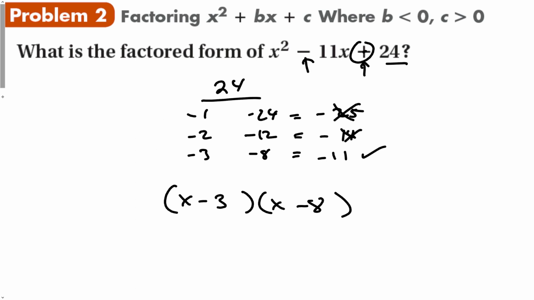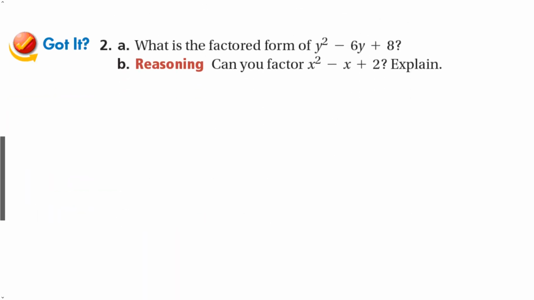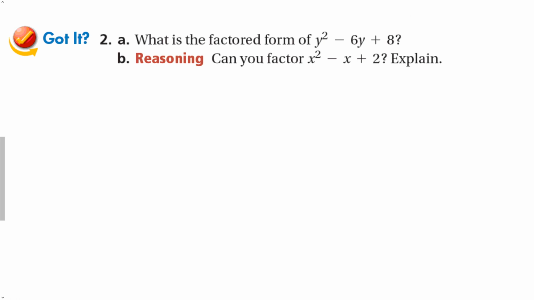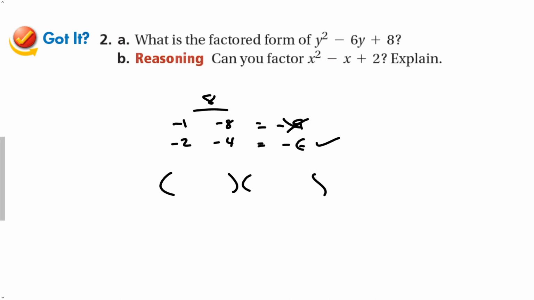Okay, let's try a problem. What is the factored form of y squared minus 6y plus 8? Factors of 8, negative 1, negative 8. That multiply together to give me 8. When I add them up, I get negative 9. No good. Negative 2 and negative 4 is negative 6, which is good. So I'm going to have y, right? Make sure you keep the same variable. Y minus 2, y minus 4.